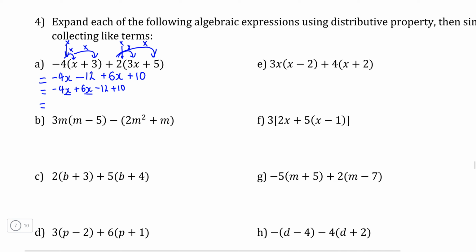So if we go ahead and simplify this, -4x plus 6x means that we would have +2x left over, because +6 minus 4 would be +2, and for our constants, -12 plus 10 would be -2, because -12 plus 10 means that we have -2 left over. So this would be our simplified polynomial, in this case a binomial, once distributive property is applied.